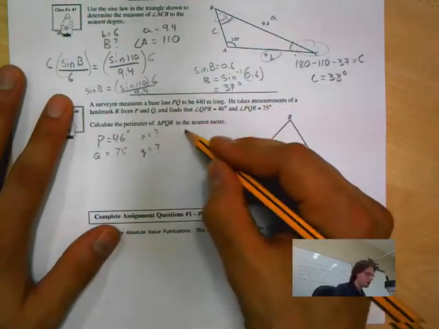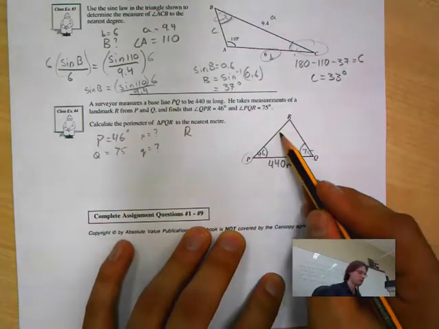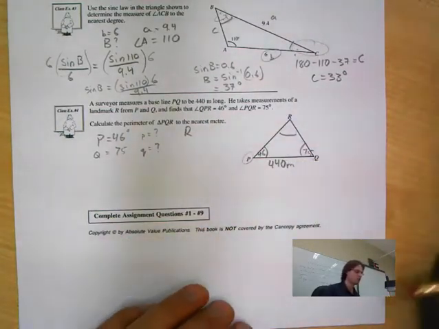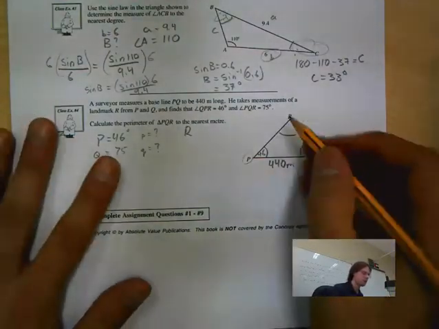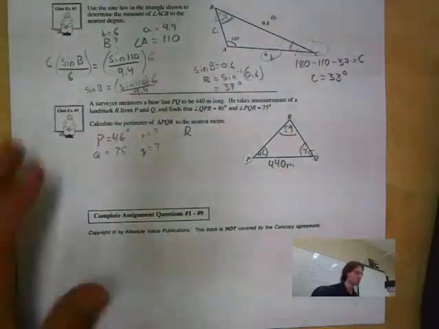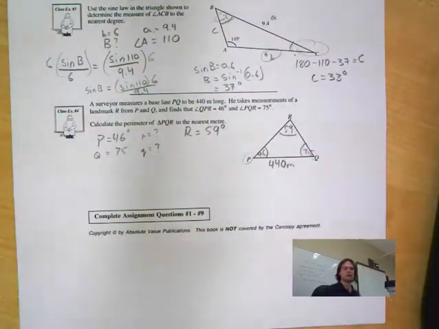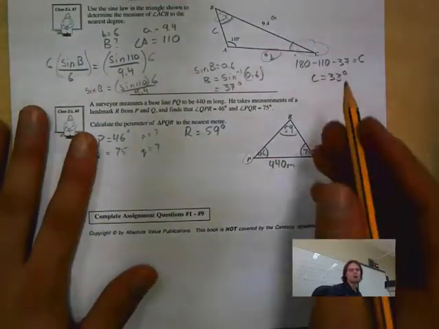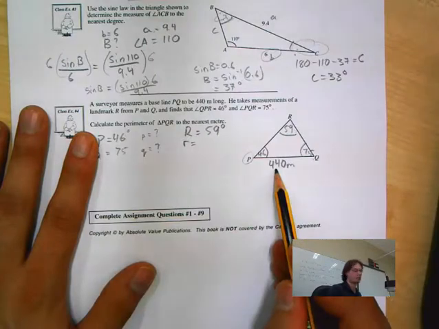And R, well, if I know these two angles, can I figure out R? Yeah, obviously. So I'm just going to figure it out. It's 180 minus 75 minus 46. And we're going to get 59. Okay? So it's 59 degrees. So angle R is equal to 59 degrees. Now we're just going to have to find out. And we know little r is equal to 440.